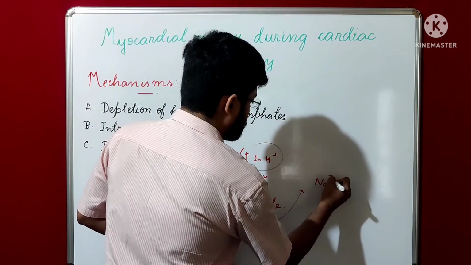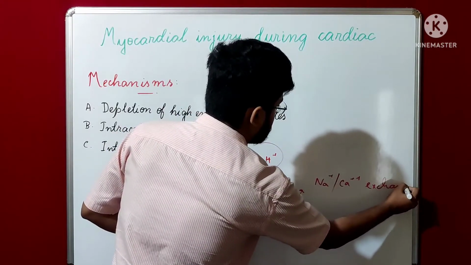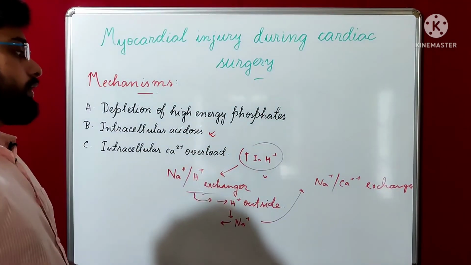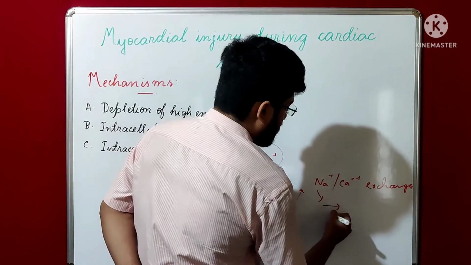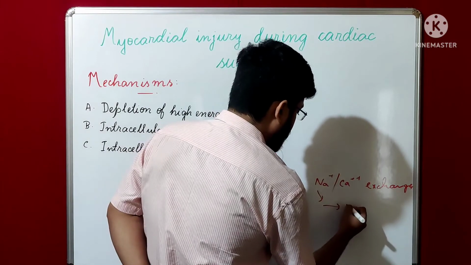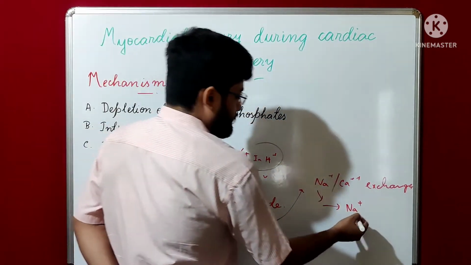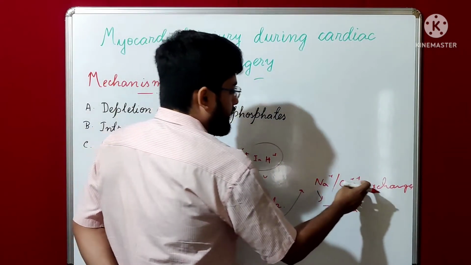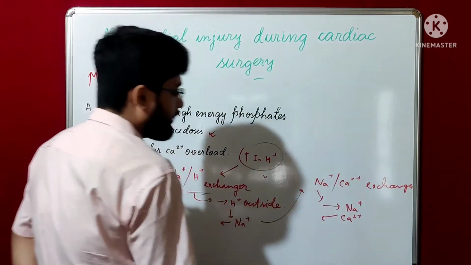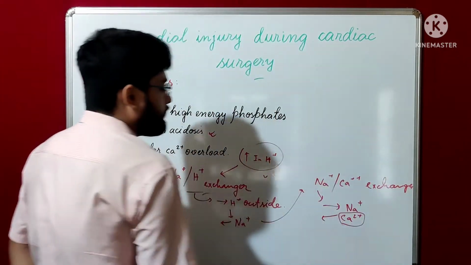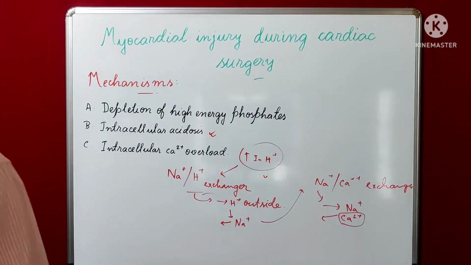sodium calcium exchangers. Now what will it do? It will push the sodium outside, and in exchange for the sodium ion efflux, there will be influx of calcium ion, and thus there will be a high concentration of calcium ion inside the cell, and it will cause calcium overload.